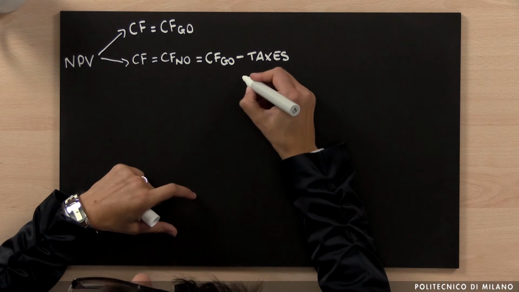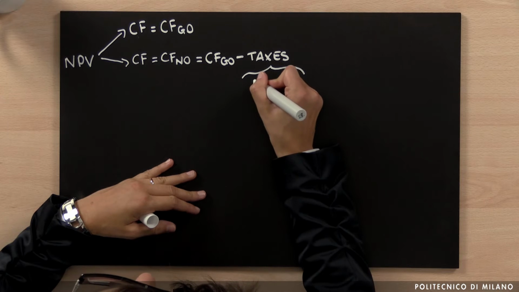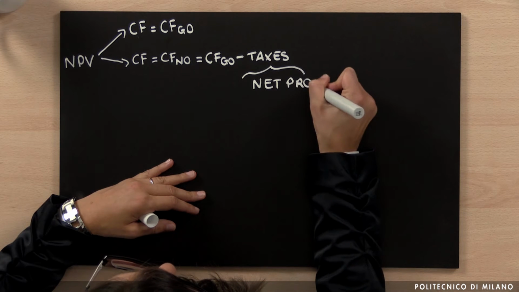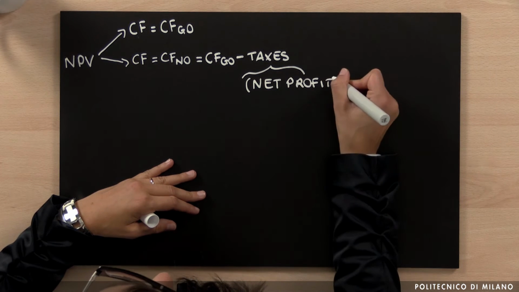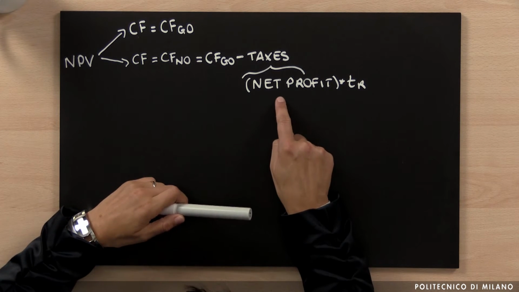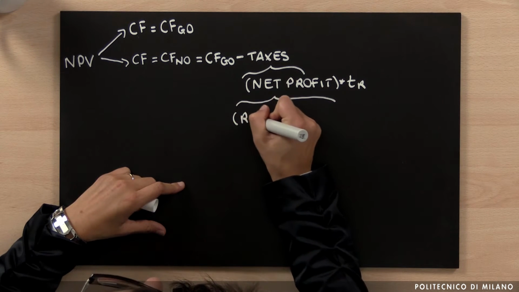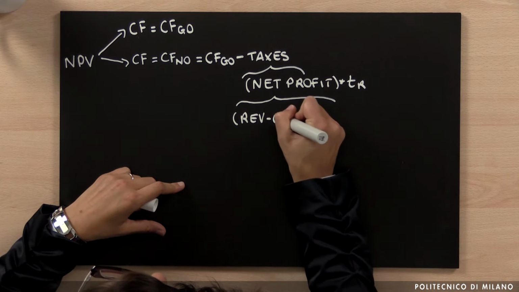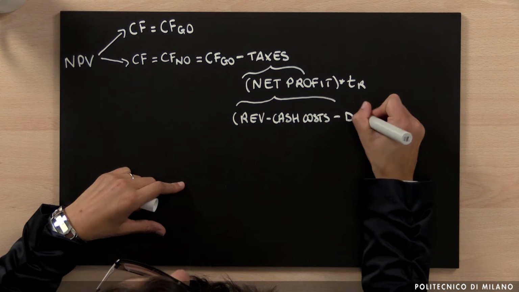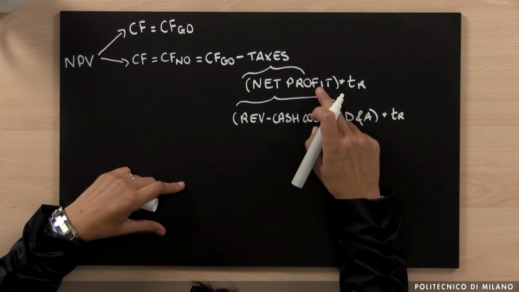How can we define the taxes? The taxes can be calculated in this way. We can say that the taxation equals the net profit multiplied by the tax rate. How can we calculate our net profit? The net profit can be defined as revenue minus cash costs minus depreciation and amortization, multiplied by the tax rate. So in this way, we can calculate the net profit.